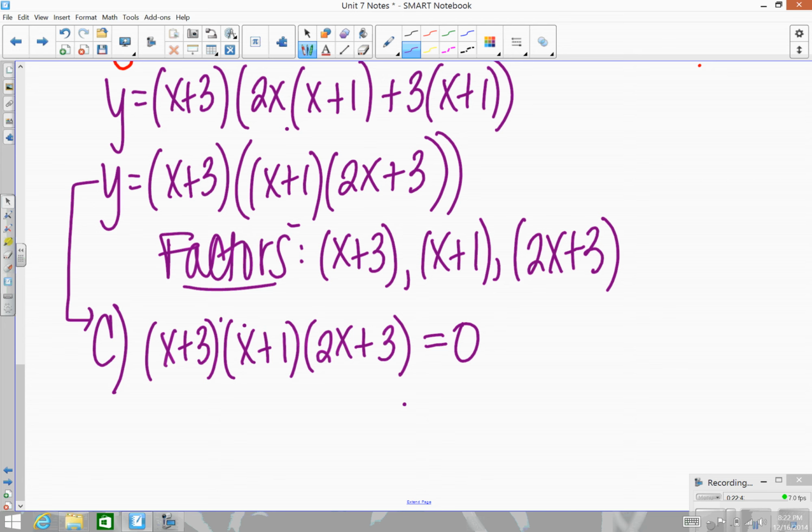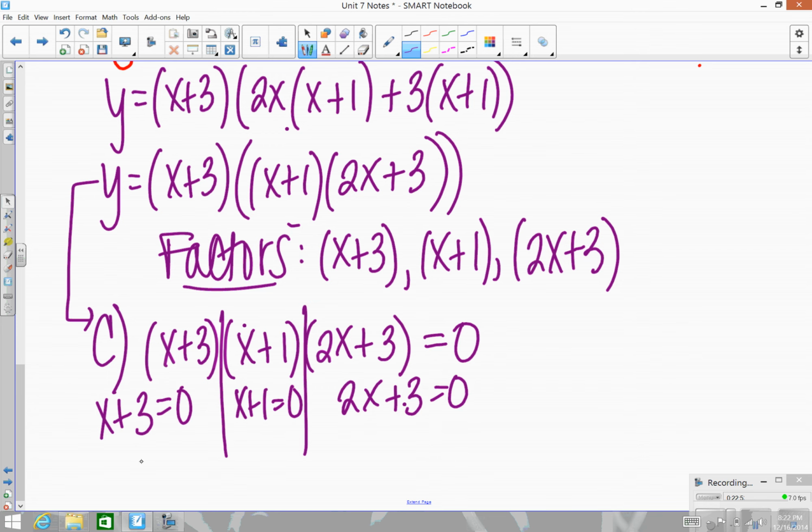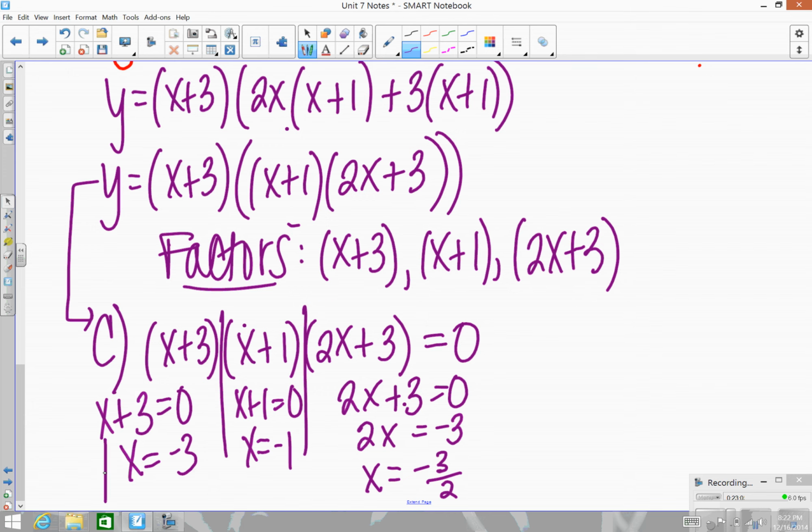At this stage, once you have your factors, you can set each piece equal to 0: x plus 3 equals 0, x plus 1 equals 0, and 2x plus 3 equals 0. You solve each of these. We get x equals negative 3, x equals negative 1, and 2x equals negative 3. Divide by 2, and you get x equals negative 3 over 2. So here are your solutions, or your zeros, to this equation, when the equation equals 0. Let's do one other example to show you again how these theorems work.